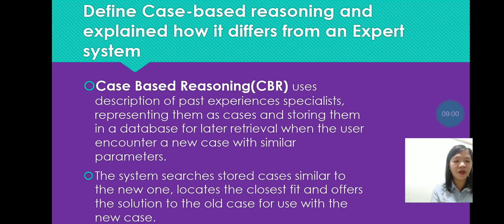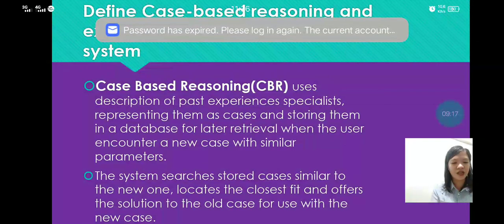CBR differs from expert systems in that it captures the knowledge of the organization rather than a single expert's if-then rules. Also, expert systems work by applying rules, while CBR represents knowledge as a series of cases. With case-based reasoning, the knowledge base is continuously updated by the users.